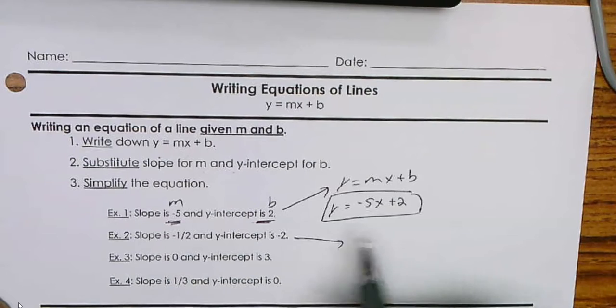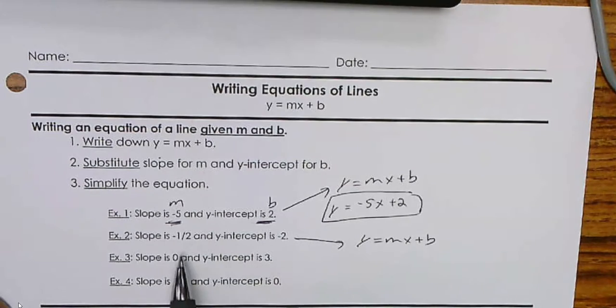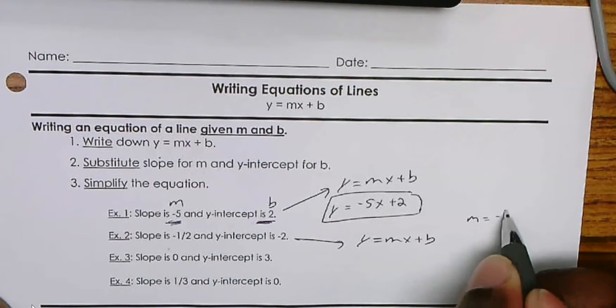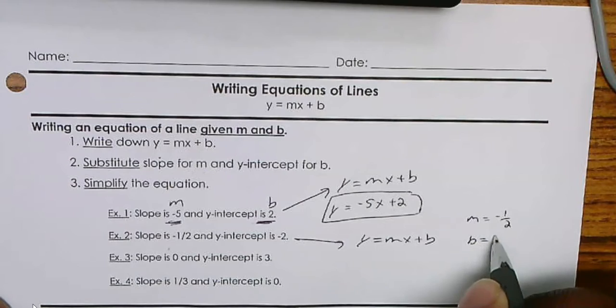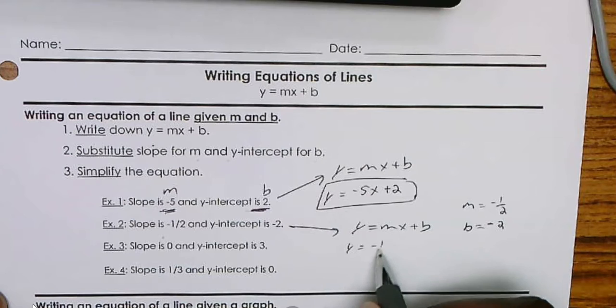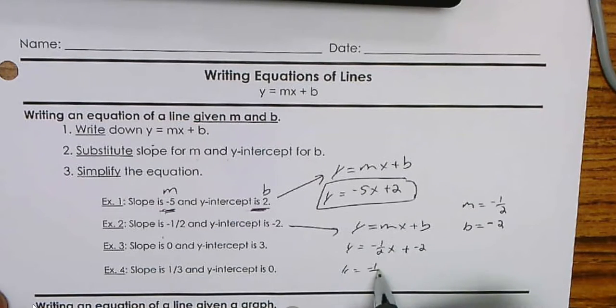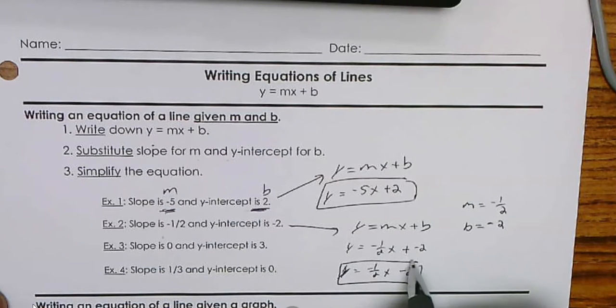Here's another. In this case, I'm going to start off with y equals mx plus b. I'm going to substitute: my slope is -1/2 and my b is -2. So the equation should be y equals -1/2x plus -2. Or even better, y equals -1/2x subtract 2. You could say plus a negative or just subtract.